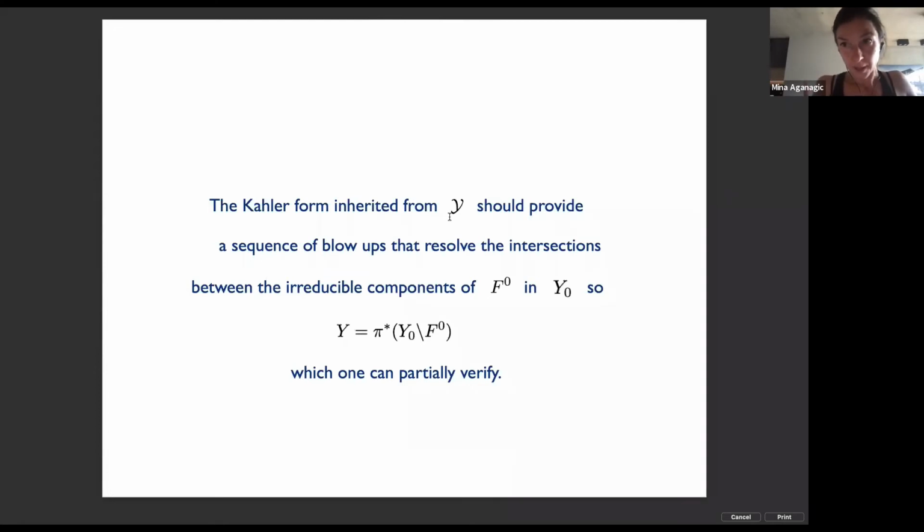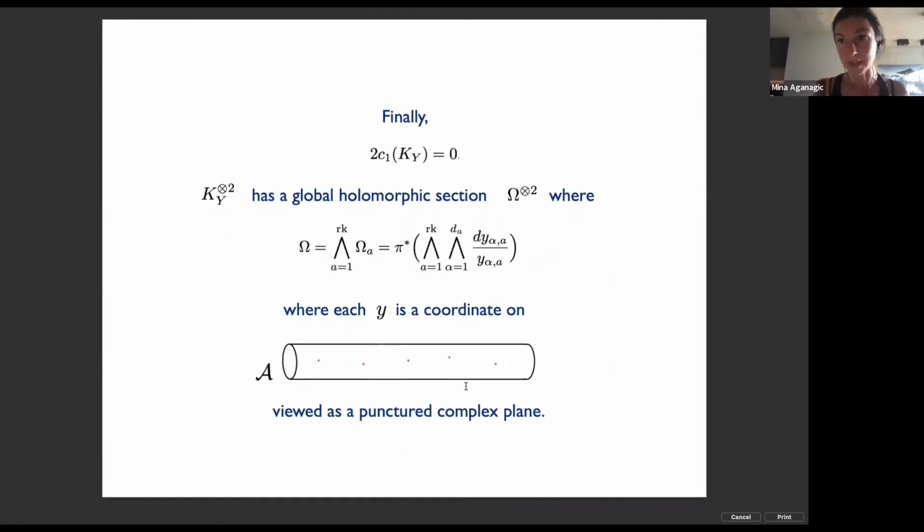The Kähler form inherited from the big Y should provide a sequence of blowups that resolve intersections between irreducible components of F naught in the symmetric product, which one can partially verify. Okay. These blowups don't introduce any additional parameters because the loci being blown up are also places where you delete, which pass through F naught. The complex geometry changes, but you don't introduce additional parameters. And in particular, don't spoil exactness.